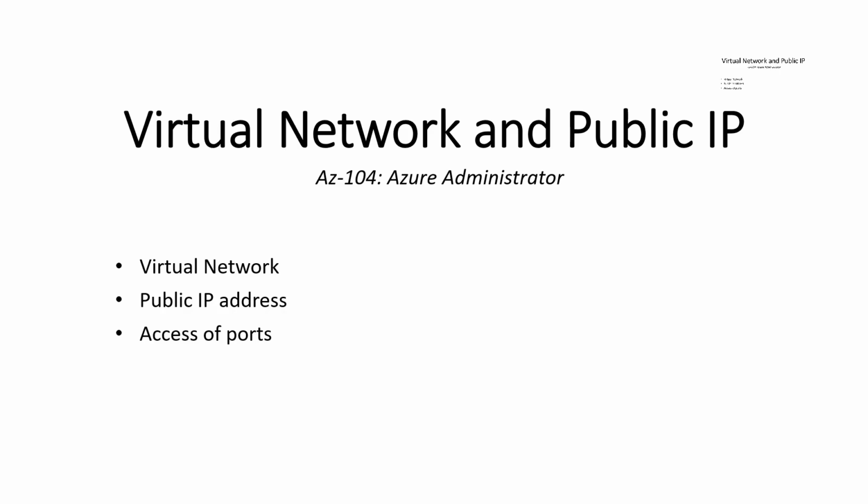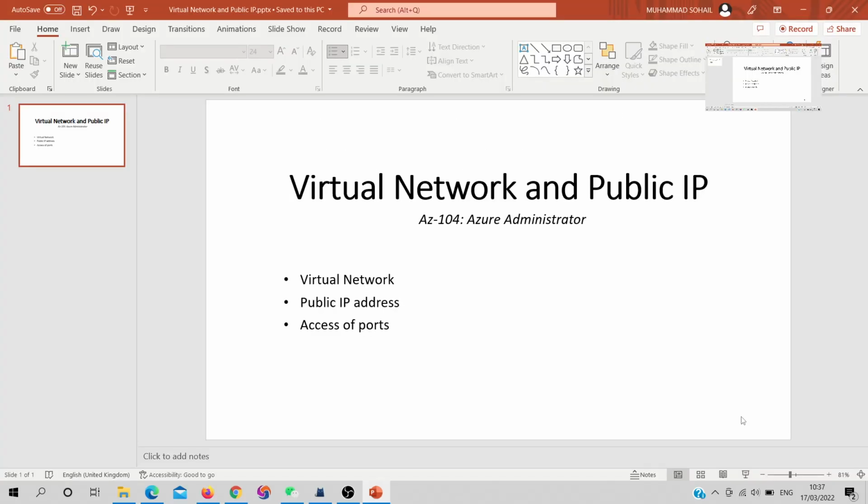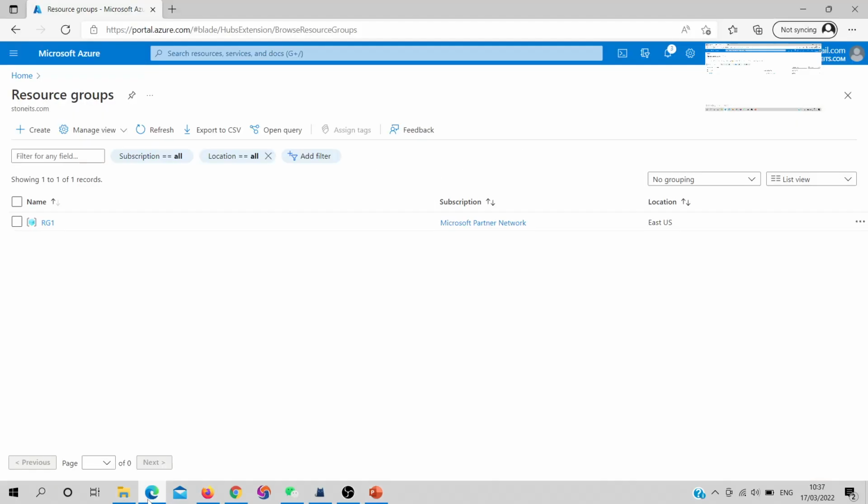Today I'm going to discuss virtual network, public IP, and the NSG for accessing the virtual machine over the virtual network. So let me go directly to the Azure portal, and we start by configuring the virtual network, then go for public IP and then access ports. So let's go to the Azure portal.